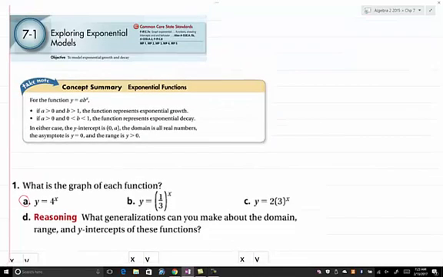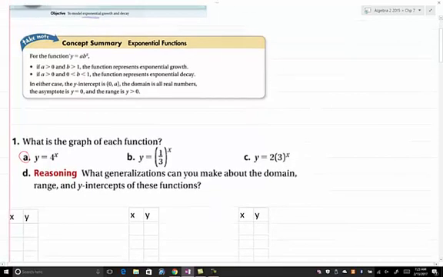Welcome to Chapter 7. We're going to talk about exponential growth and decay. There are a couple of little things in this new equation: a, which is the coefficient, b, which is the base, and x is the exponent.